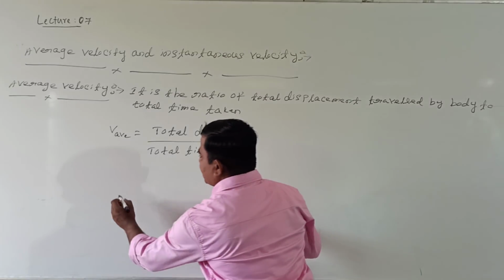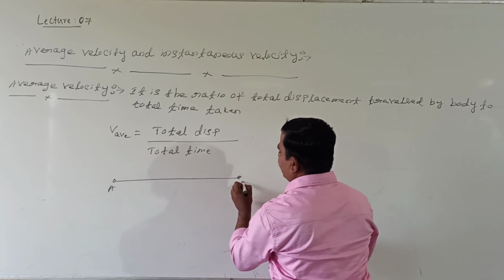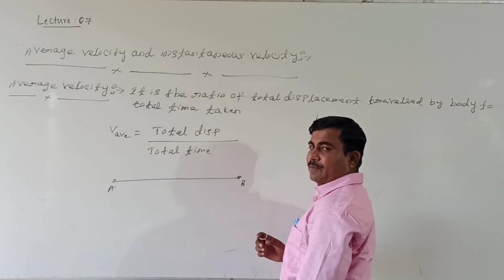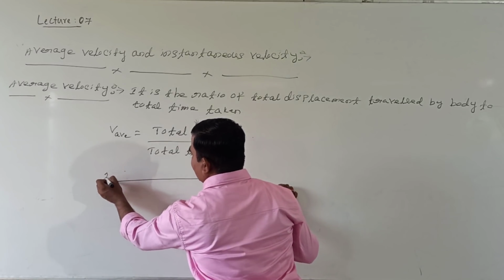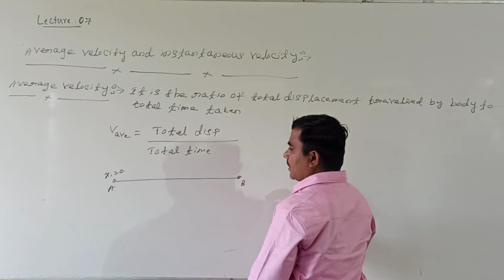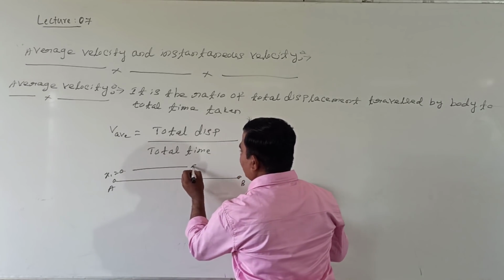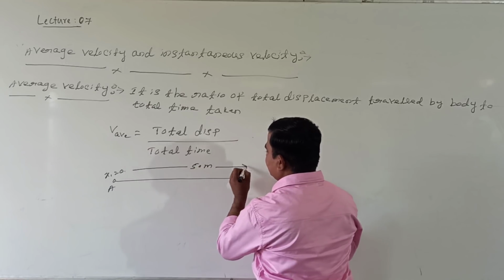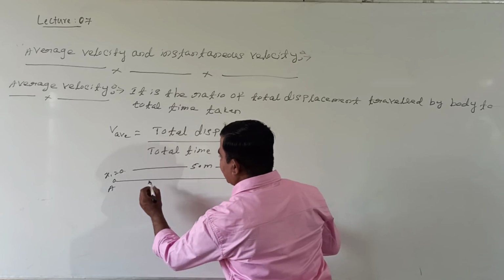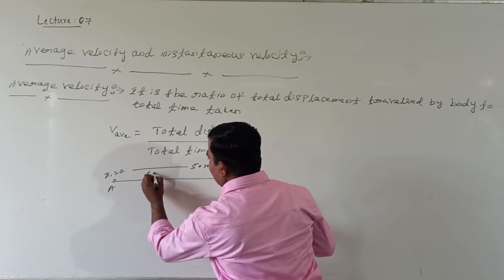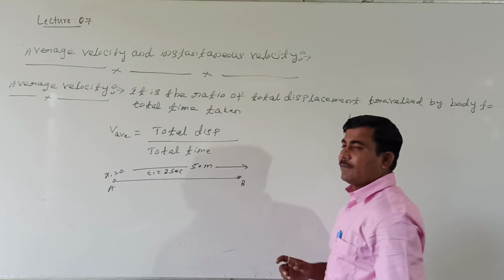Consider here a particle that starts from A and moves from A to B, from this point to this point. This is the initial position, 0. From here to here is 50 meters, in what time interval? I will take 2 seconds.